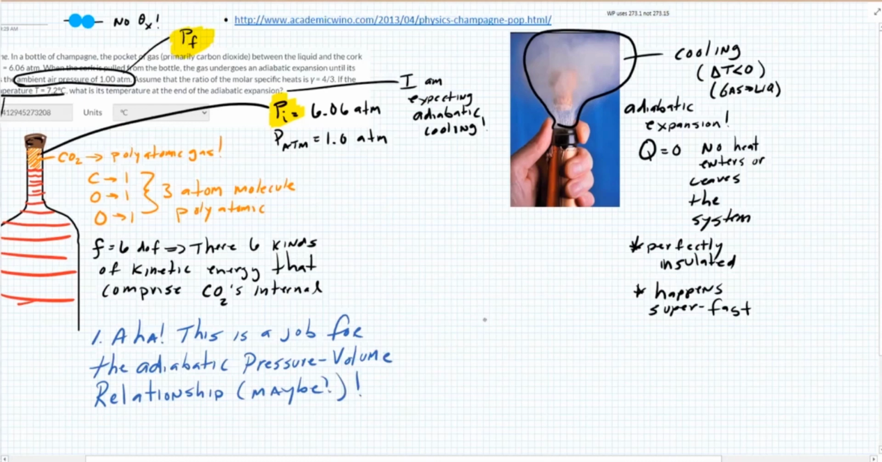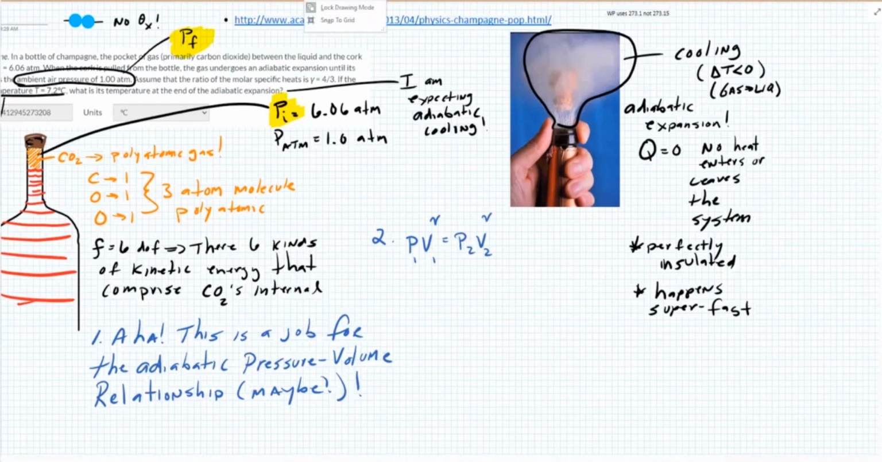All right, so here's the adiabatic pressure volume relationship. You will go through a very clear, in my humble opinion, derivation to show the following. P initial, or I'll say P1, V1 to the gamma equals P2 V2 to the gamma. This is the adiabatic pressure volume relationship.